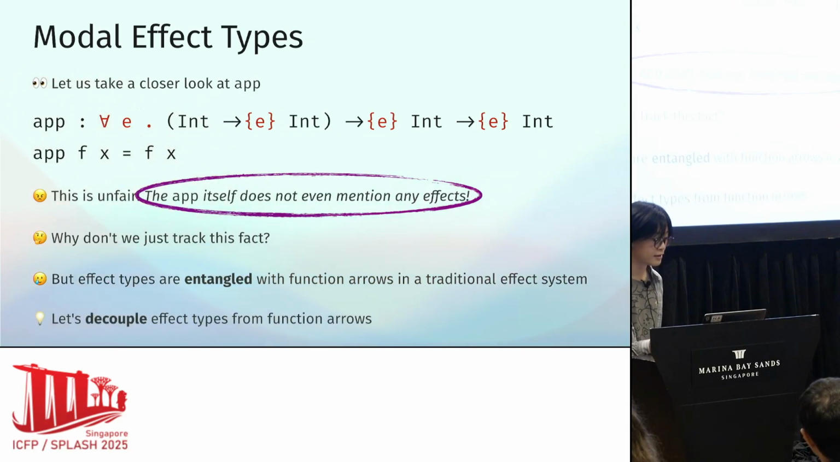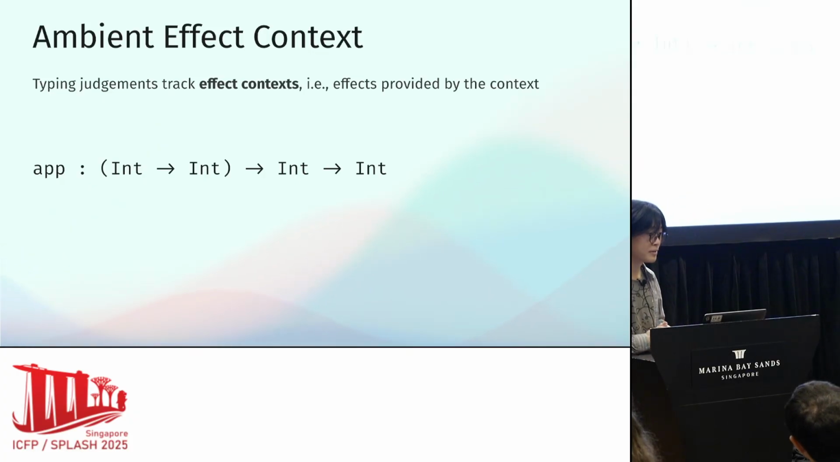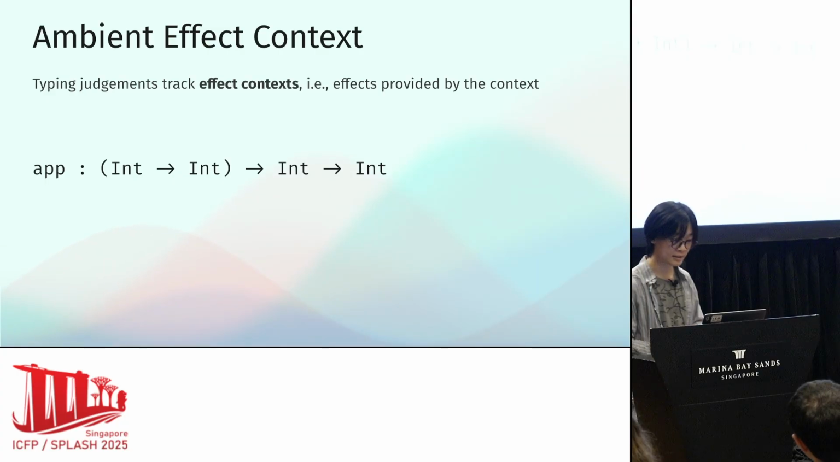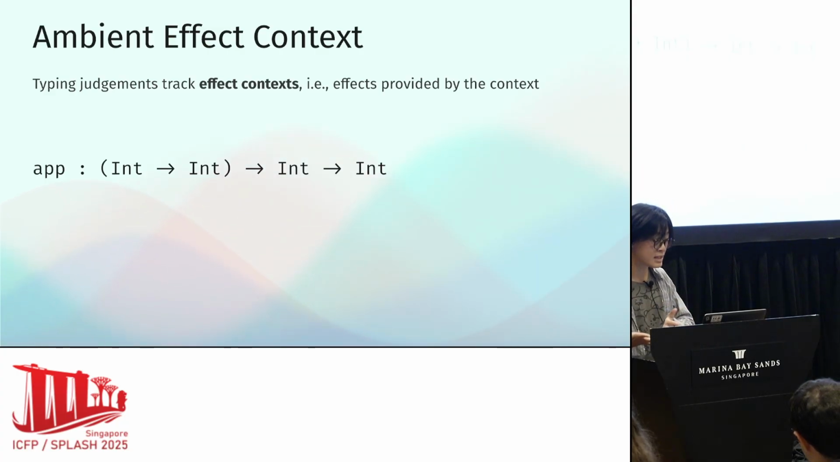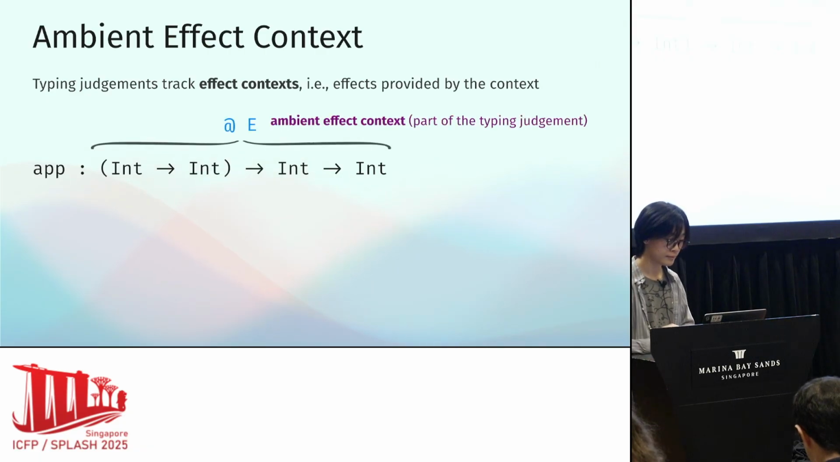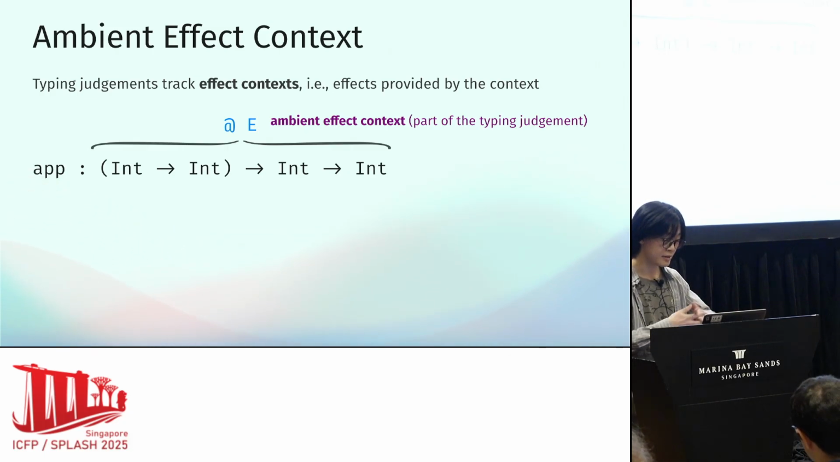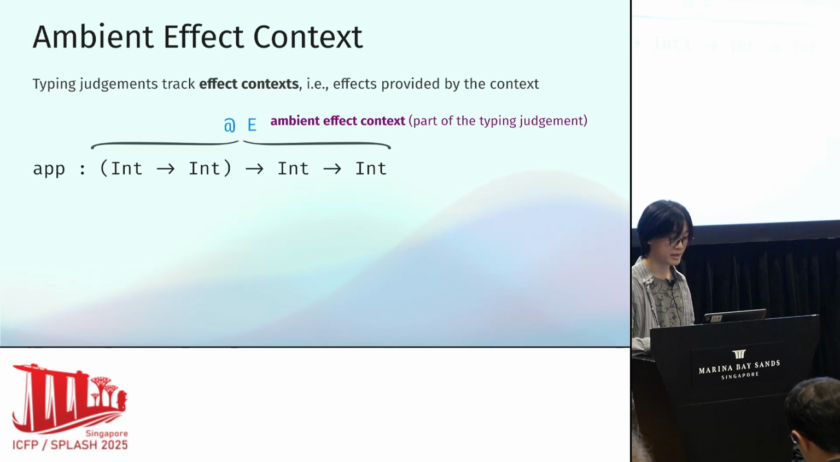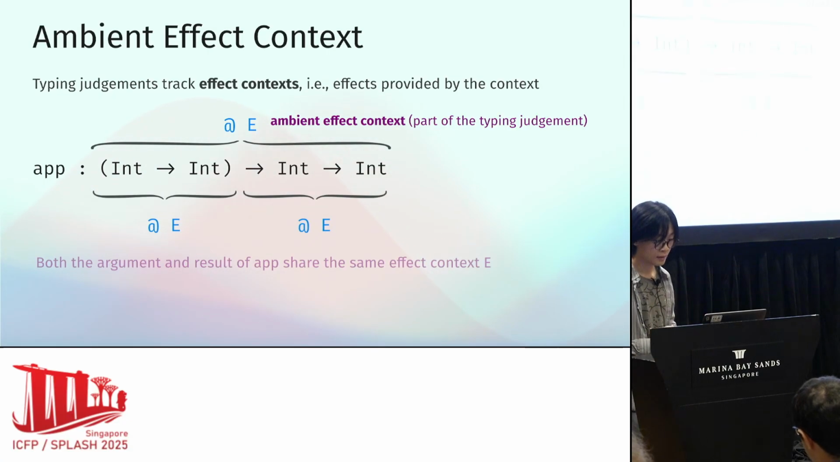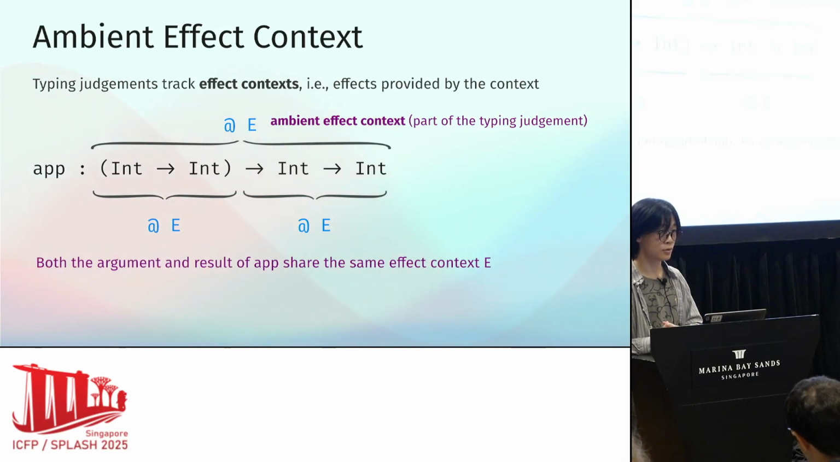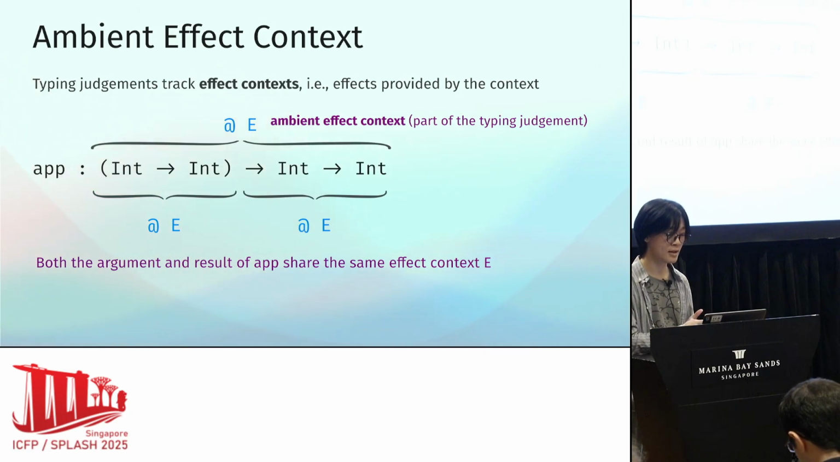So our idea is to decouple effects from function arrows. And the key concept for decoupling is ambient effect context, which is tracked by the typing judgment, which means the effects that are provided by the context. So here we have this app function, we have this @e, which is part of the typing judgment, which means that the context of this function provides effects e. And effect context propagates through the whole program. So for the argument function and the result function of app, their effect contexts are both e.